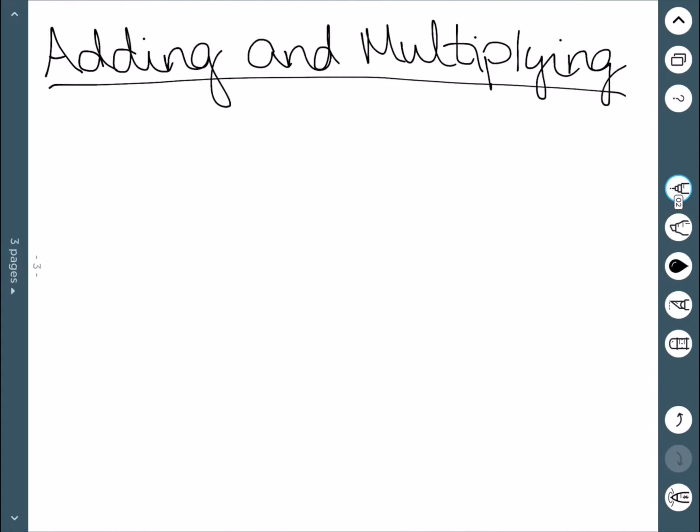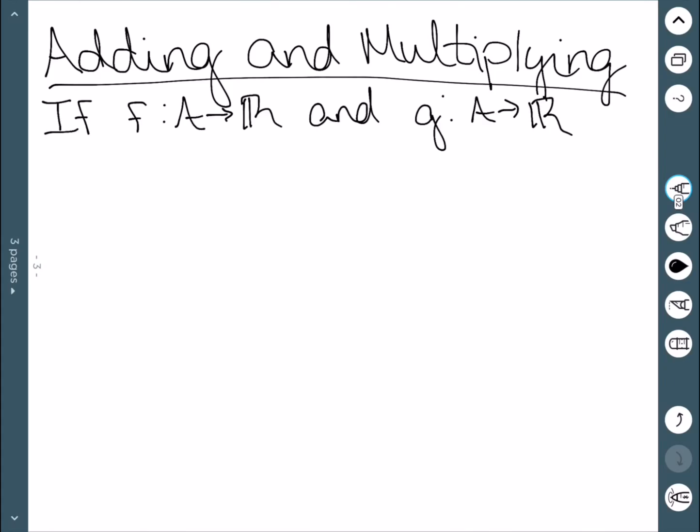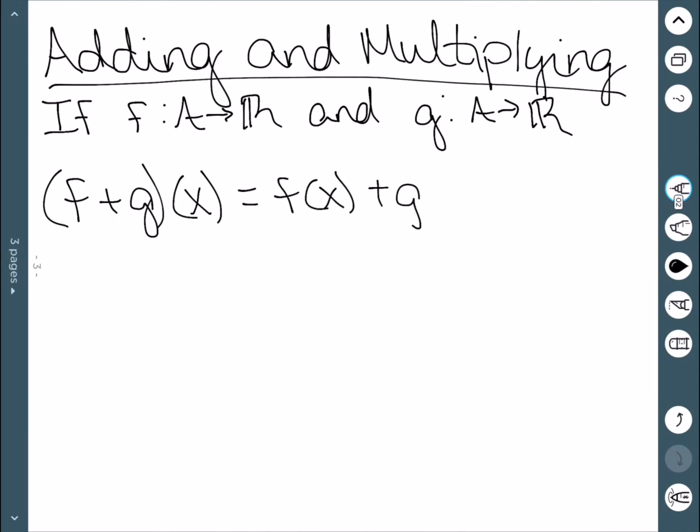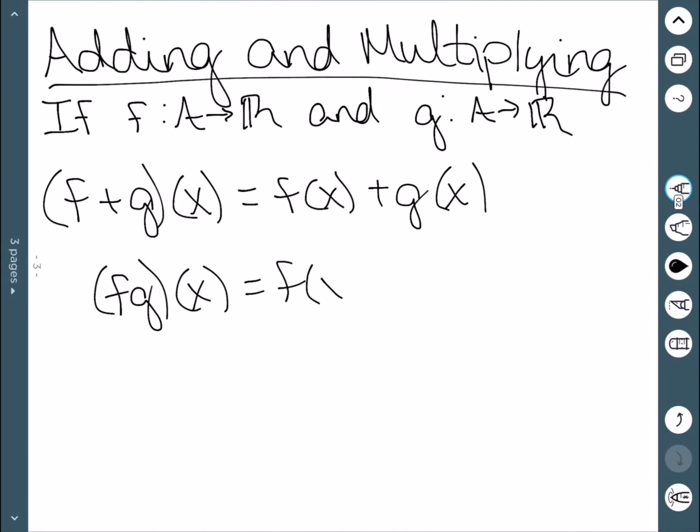If we happen to start with particular kinds of functions, we can add and multiply them. In particular, we need these two functions, f and g, that map from some set A onto the real numbers. Then we can add and multiply. And we do that by saying the addition, f plus g of x, is f of x plus g of x. So we would evaluate and then add. Similarly, for multiplying, f times g of x is f of x times g of x.